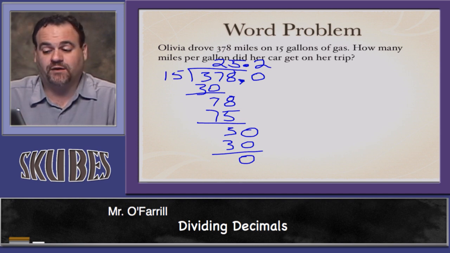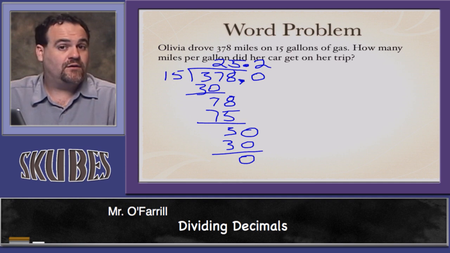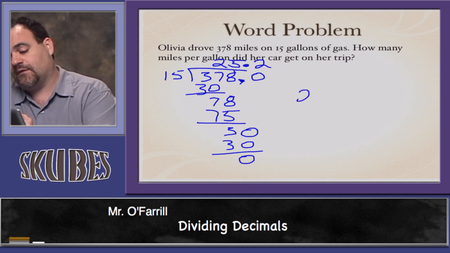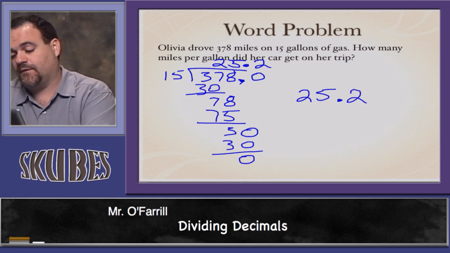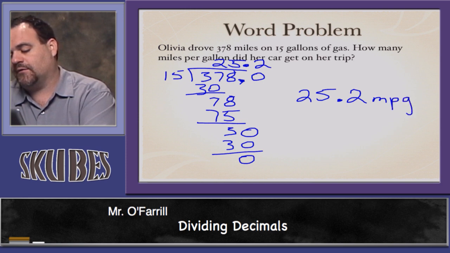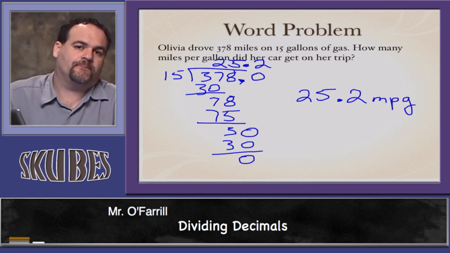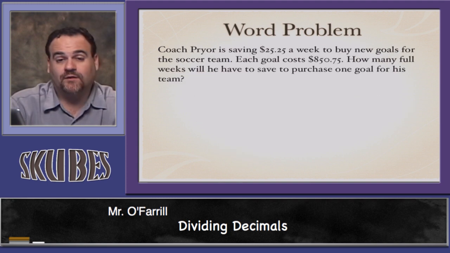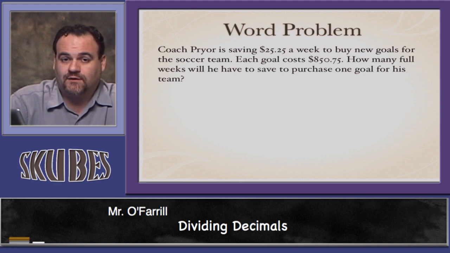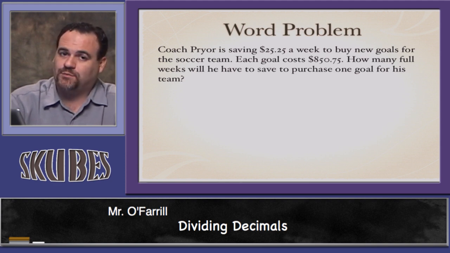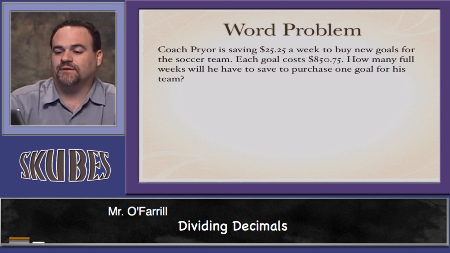So how many miles per gallon did Olivia get on her trip? She got 25.2 miles per gallon. Now sometimes we're not going to get an answer that is as nice and neat as it was with our previous problem, and sometimes that's not even an issue when you get that.